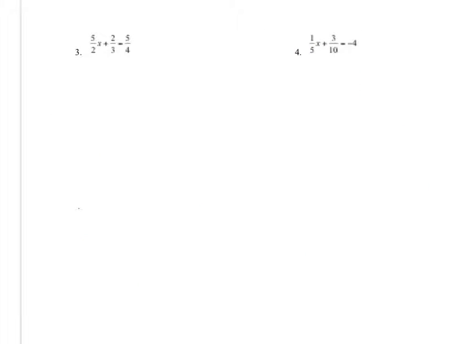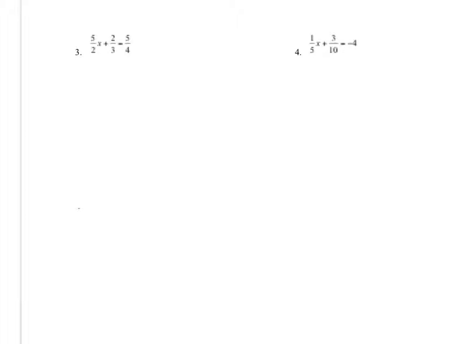For numbers 3 and 4, we have different denominators. So I'm going to show you how we could find our common denominator if we have different denominators. Okay, so lowest common denominator.